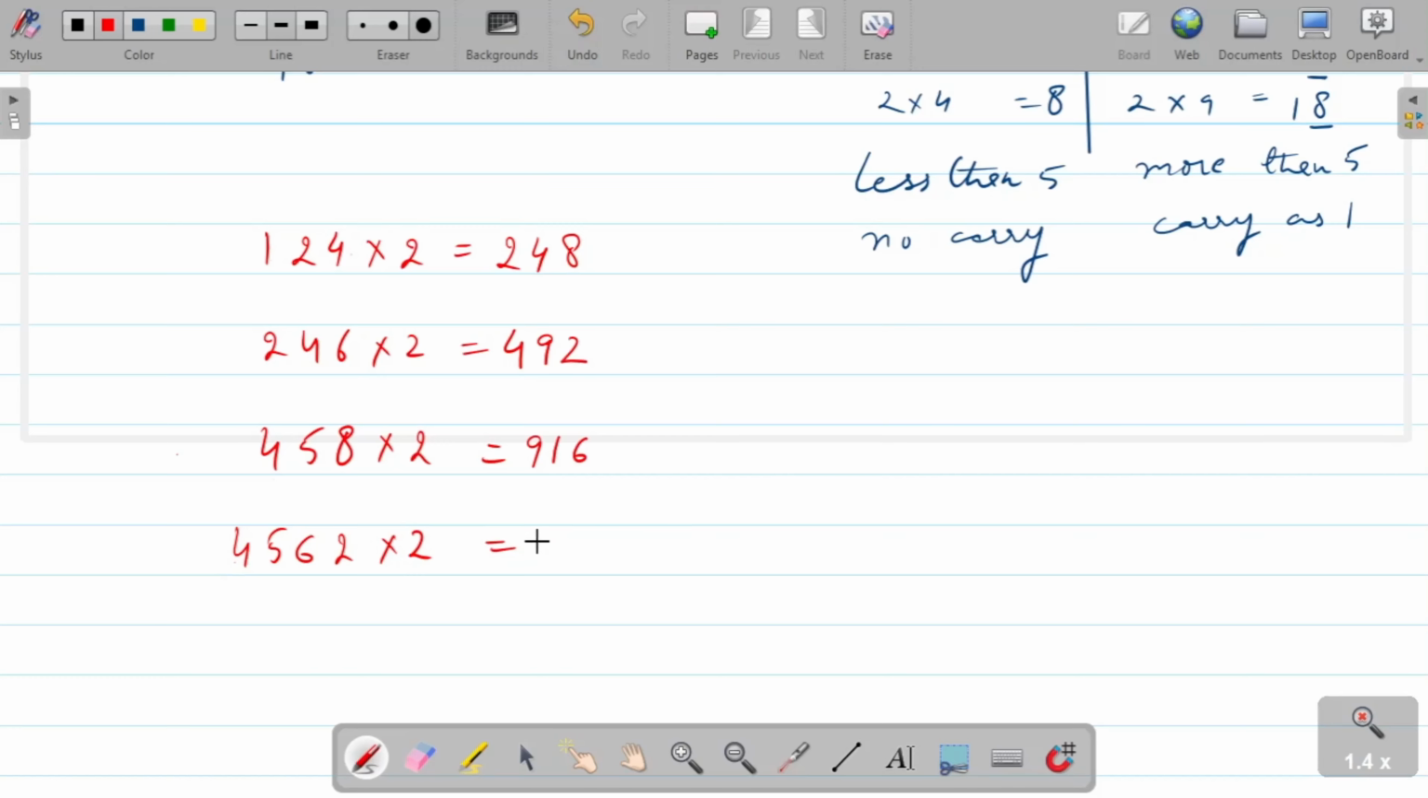Double of 4 will be 8, but next is 5. Double of 5 will be 10. Next is 6, so it will be 11. Double of 6 will be 12. Next is less than 5, so 2 will remain 2. And double of 2 will be 4. We can take another example of a bigger number.